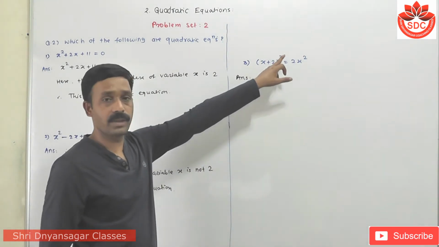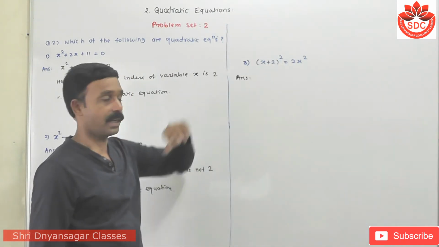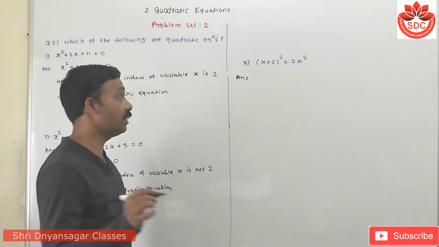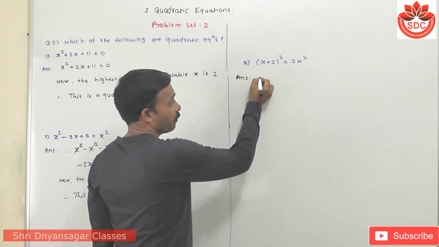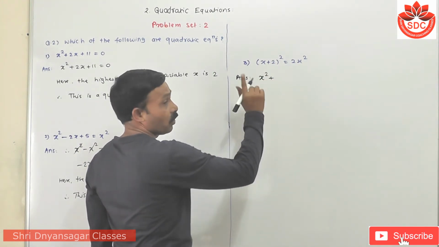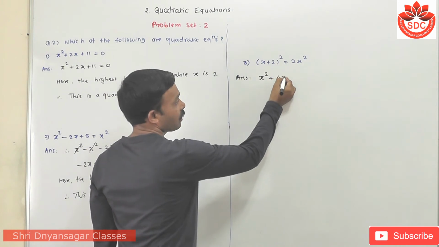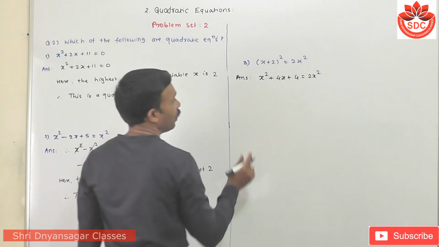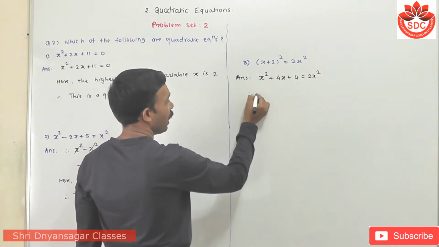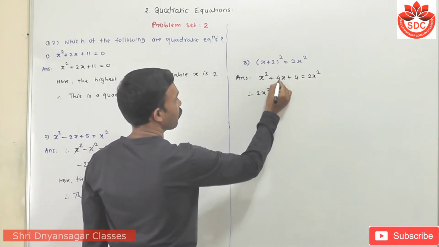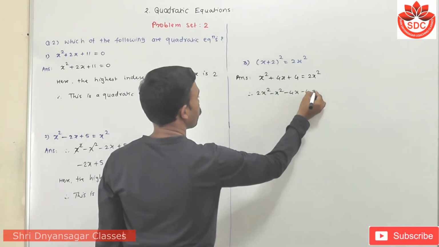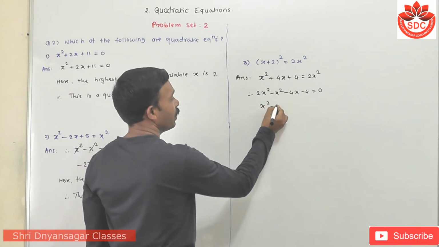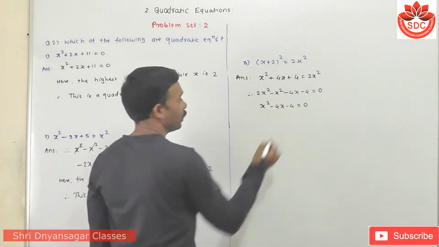x plus 2 bracket square, which means we have to use the identity (a plus b) square. This identity is a square plus 2ab plus b square. By using this I directly write: the square of this bracket is x square plus 2 into x into 2, that is 4x, plus b square, that is 4, is equal to 2x. When we transpose everything to one side, we get 2x square minus x square, minus 4x minus 4 is equal to 0. The subtraction gives x square minus 4x minus 4 is equal to 0.